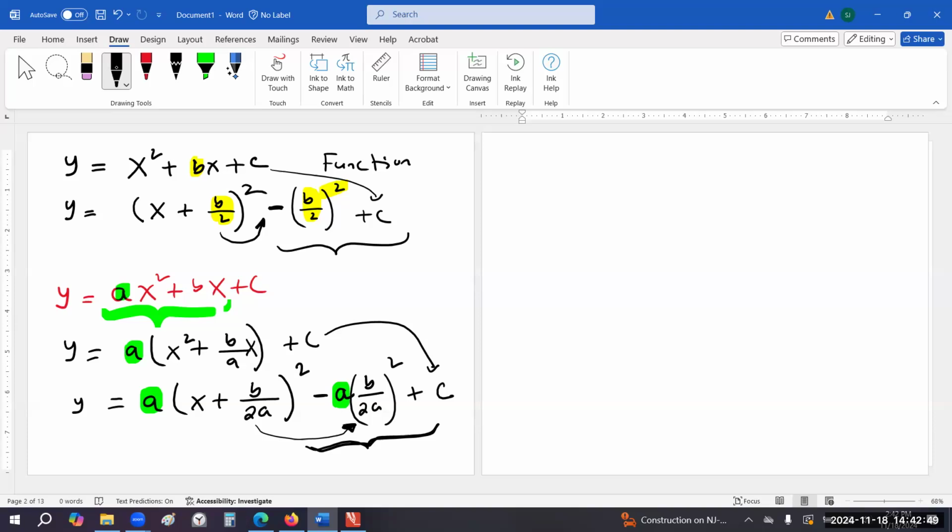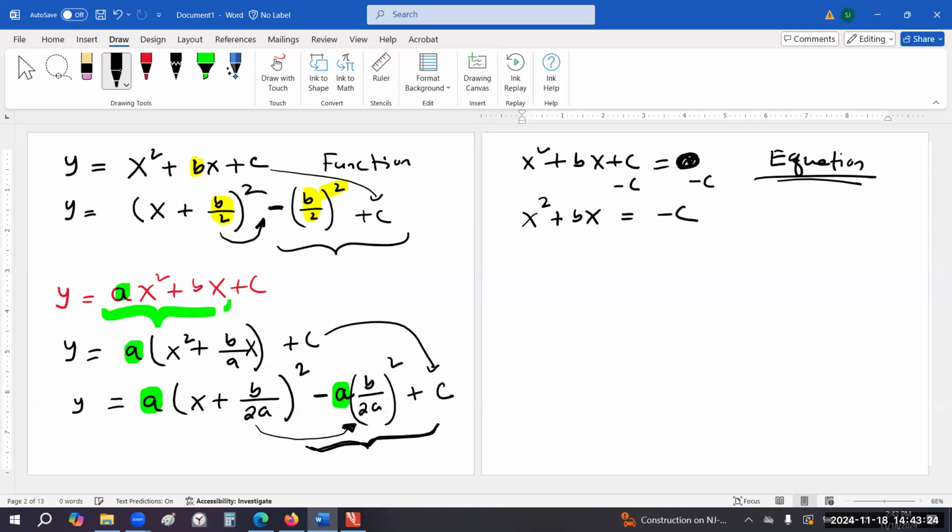But if you have an equation, let's start with x squared plus bx plus c equals 0. Now this is not a function, this is an equation. It's an equation because we have equals to a number. It could be 0, or it could be anything else. When it's equal to 0 or equal to a number, it's an equation. So what we do is we move c to the other side. So we get x squared plus bx equals negative c.